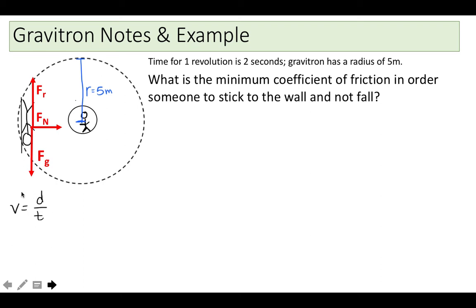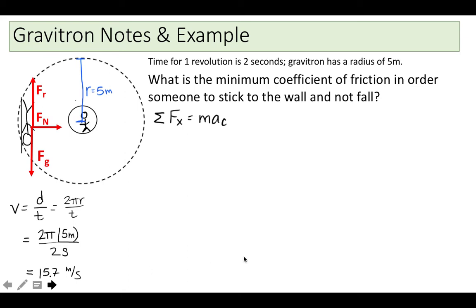We could also find the velocity of the ride. So the velocity is equal to the distance divided by time. Since we know that it takes 2 seconds for the Gravitron to make one full turn, we could solve for velocity. So 2 pi r over t, time. 2 pi times our radius of 5 divided by 2 seconds gives us 15.7 meters per second. So that part is going to be necessary to solve for our forces.